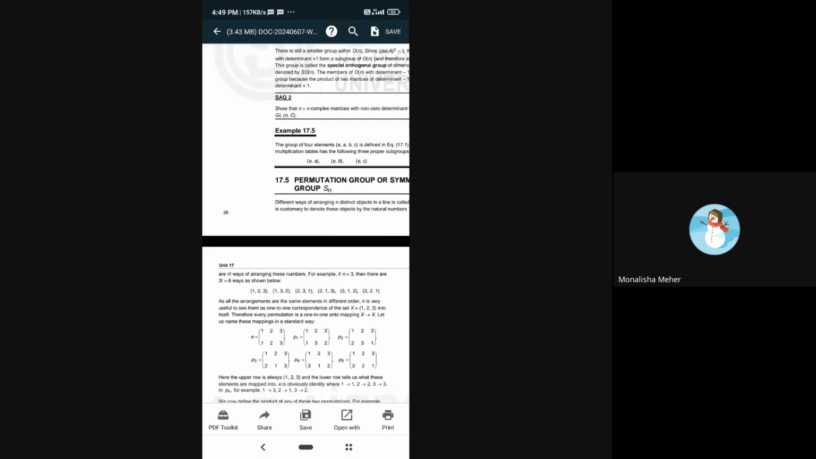What are those 6 ways? 1 2 3, 1 3 2, 2 3 1, 2 1 3, 3 1 2, 3 2 1. As all the arrangements are the same elements in different order, it is very useful to see them as a one-to-one correspondence of the set X, which is {1, 2, 3}, into itself. Therefore, every permutation is a one-to-one onto mapping from X to X.